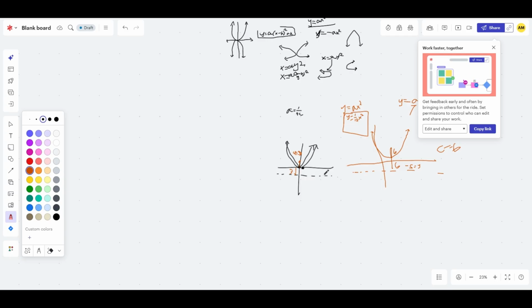That's really what you gotta know. But also one thing: if the directrix is positive, the graph is negative, and if the directrix is negative, the graph is positive. That's what you gotta really remember.